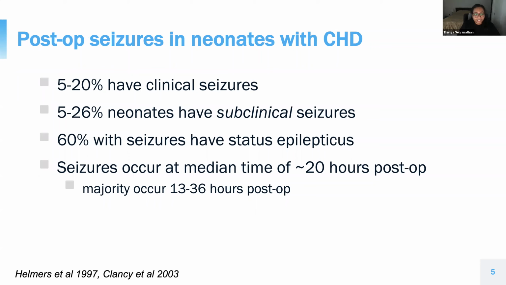So when we look at the incidence of post-operative seizures in neonates with congenital heart disease, an estimated 5 to 20% of babies will have clinical seizures post-op, and 5 to 25% of neonates will have subclinical seizures in the post-operative period. And this is really why EEG monitoring is so important in this group. And 60% of the babies who have clinical or subclinical seizures will have status epilepticus. Seizures typically occur at a median time of about 20 hours post-op, with the majority occurring between 12 and 36 hours post-op.